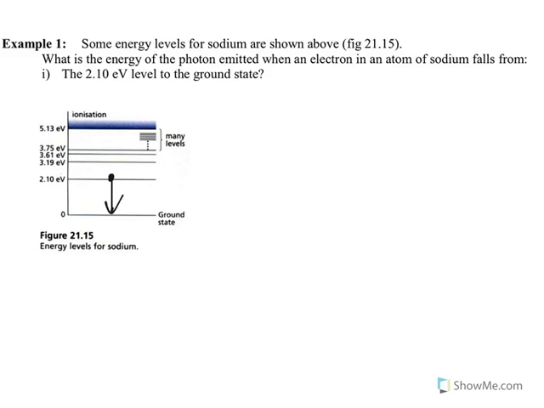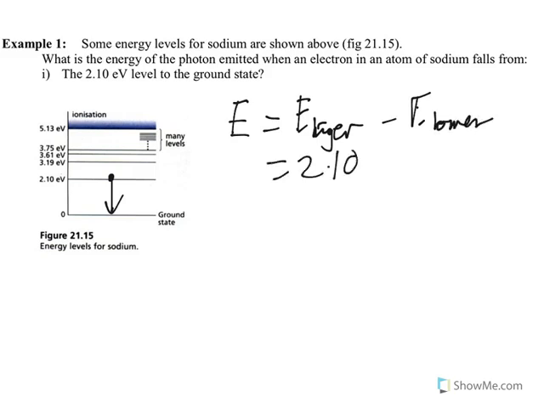Alright, so the energy is the difference between those, with the higher minus the lower. And so the higher is 2.1 and the lower is 0, so simply 2.1 electron volts. Alright, so it says the energy of the photon that's emitted.